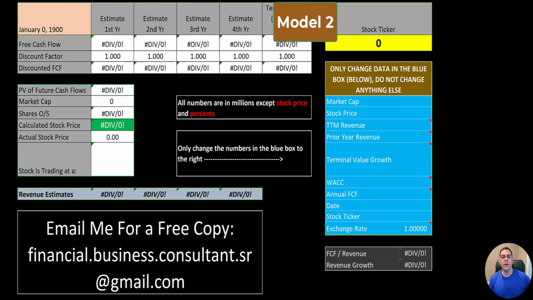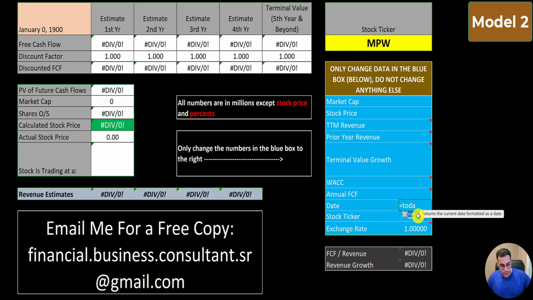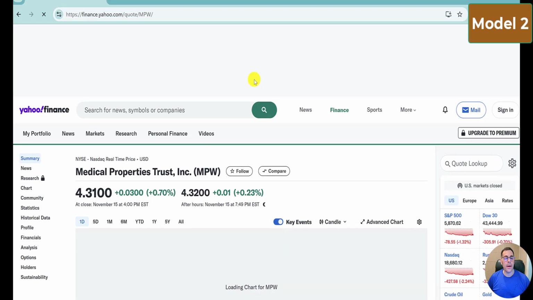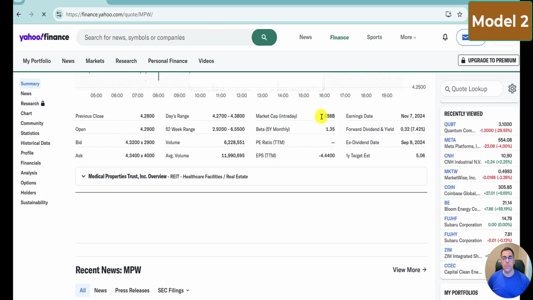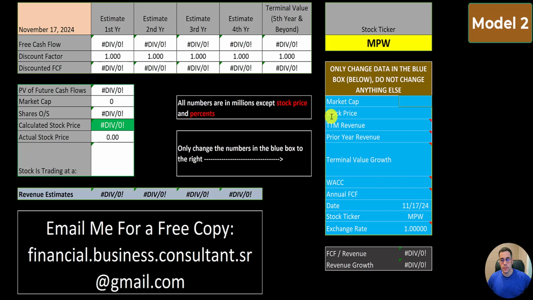Let's do a ticker that has negative free cash flow. We're going to do MPW, Medical Properties Trust. So enter the ticker. Let's put the date in, today's date. Now let's get the market cap. We'll go to Yahoo Finance. They're at 2.588 billion. So we'll copy that. And we have to multiply it by 1, then 9 zeros.